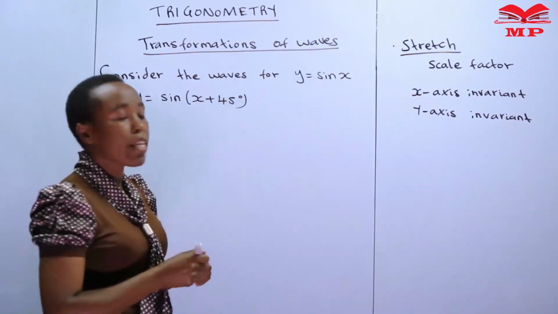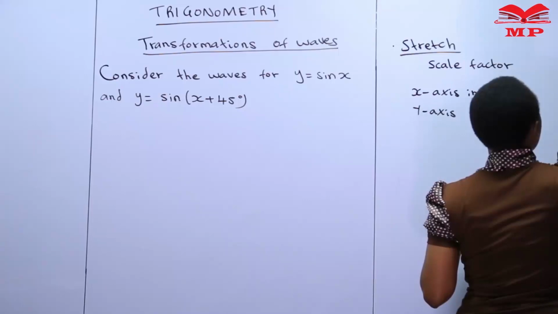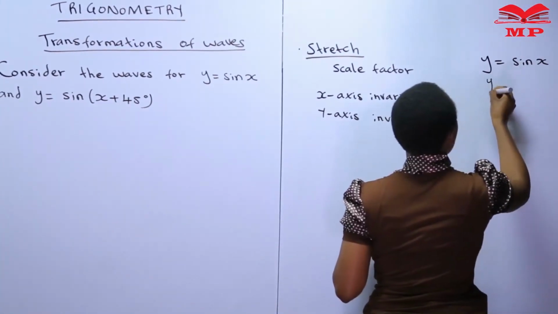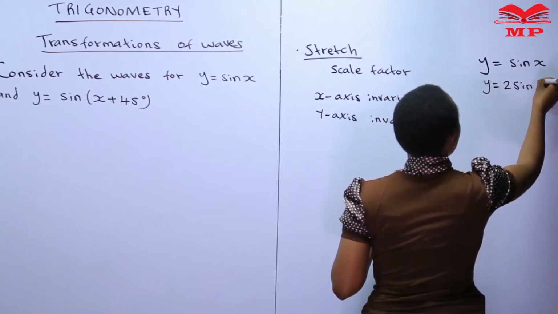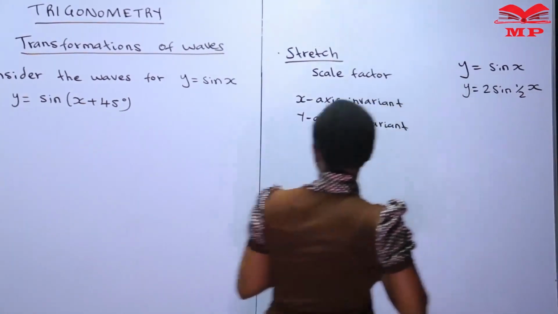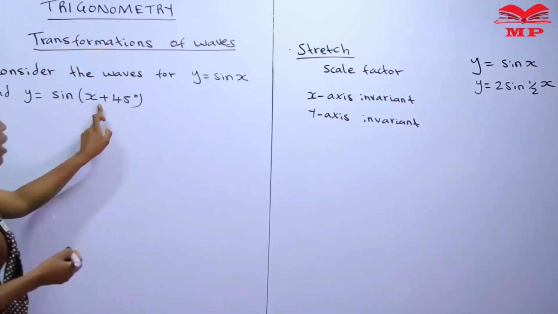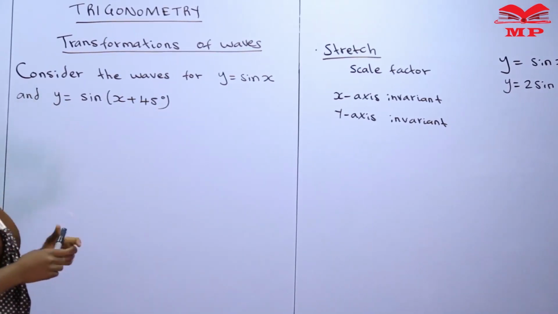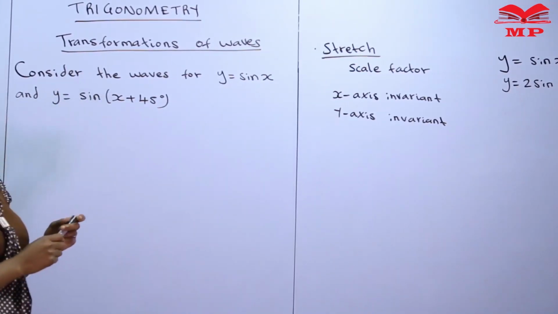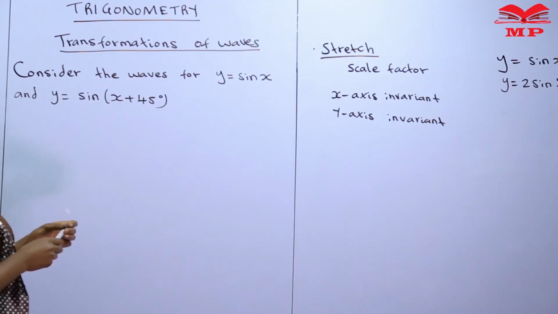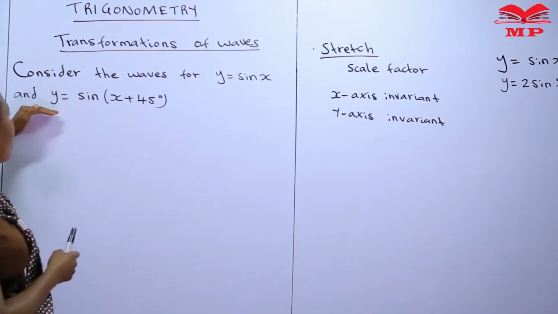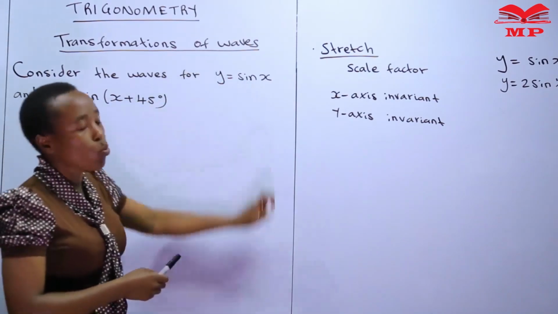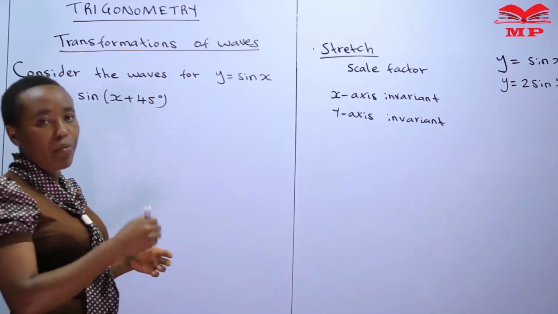In what we have been having here for the stretch, we have been having cases whereby, for example, we have y is equal to sine x, and we have another one, y is equal to 2 sine a half x. In this case, as you can see here, we have x plus 45 degrees. So we also want now to be able to describe this kind of transformation. What transformation is going to map maybe y is equal to sine (x plus 45 degrees) onto y is equal to sine x, or vice versa.